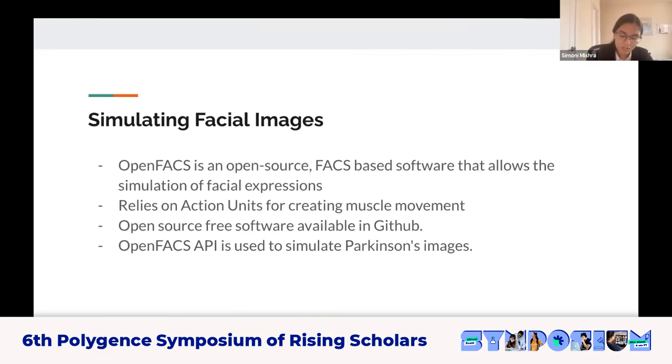I generated all of these different facial expressions, for both Parkinson's patients and non-Parkinson's patients, by looking into earlier research papers and grabbing the action units that they had recorded for these specific groups.